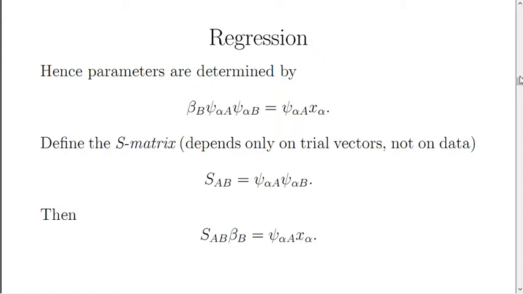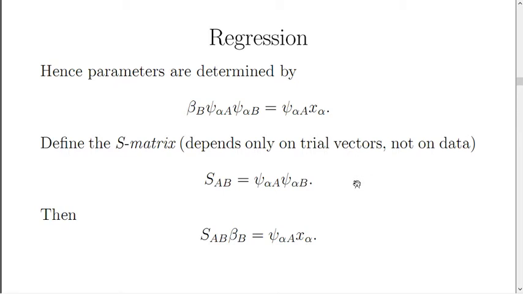Now I'm going to define a matrix that I call the S matrix. The S matrix, the AB component of it, is the inner product of trial vector A and trial vector B. It's an inner product because I repeated this subscript alpha, so I'm summing over all possible values. Now, because of that, I can rewrite this equation just by substituting that for that, and I get S matrix times parameter vector is equal to the inner product of the trial vector with the data values.